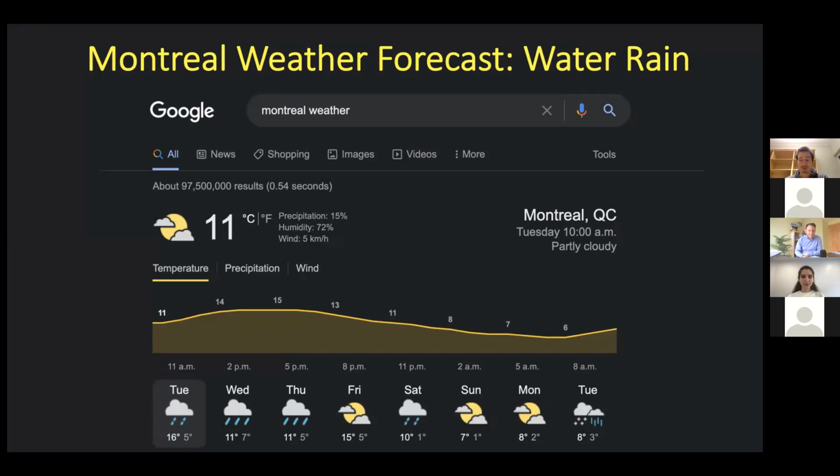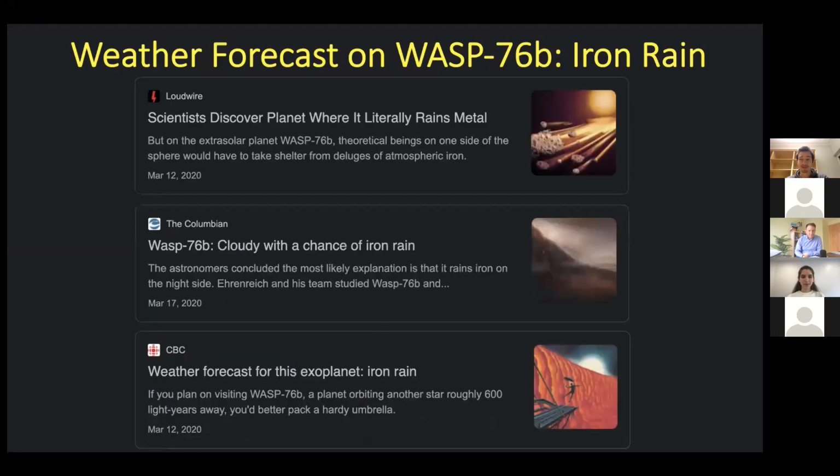It could be worse. It could be on the exoplanet WASP-76b, where the forecast is iron rain, as you can tell from these headlines when this was discovered just about 2 years ago. Scientists discover planet where it literally rains metal. WASP-76, cloudy with a chance of iron rain. I hope you can already be intrigued by this planet, as certainly we were. So I'll start talking about this particular ultra-hot Jupiter.